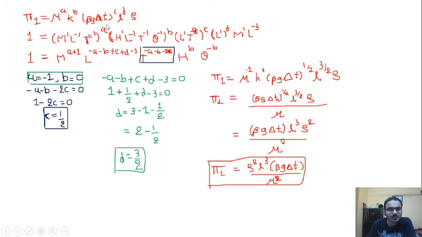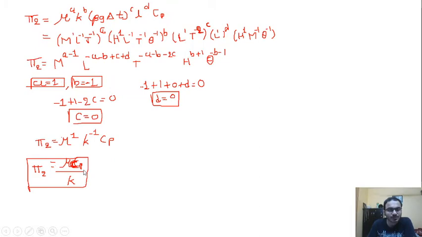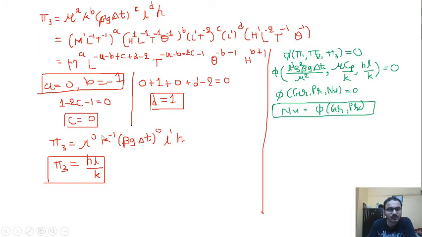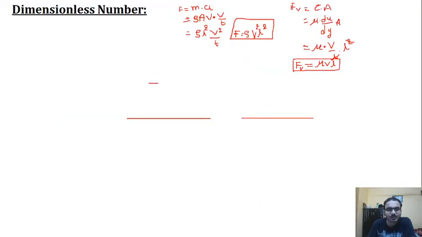And this is the way we derived the first term, that is pi 1 term, then pi 2 term, and at last pi 3 term, and then we combined all of them together so that we obtained this relationship that Nusselt number is a function of Grashof number and Prandtl number. Then the next topic was dimensionless numbers.